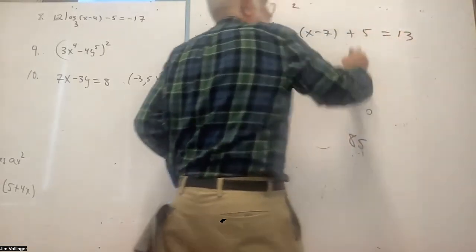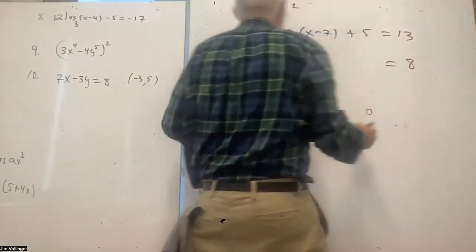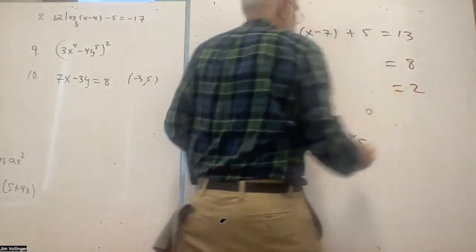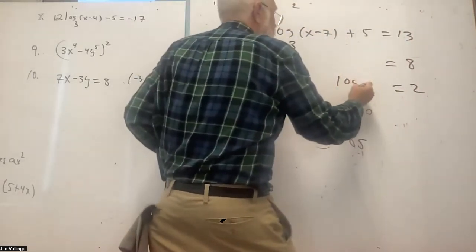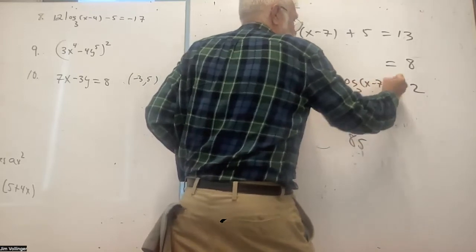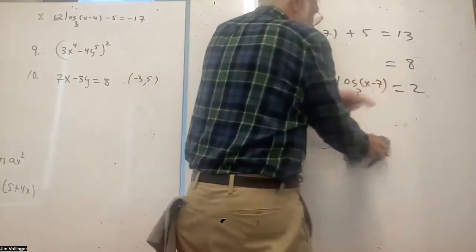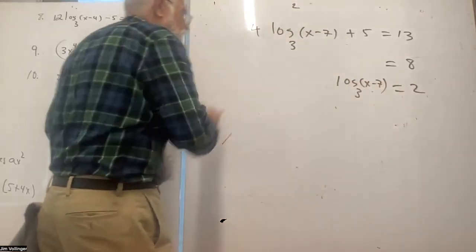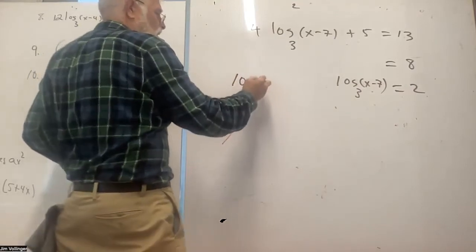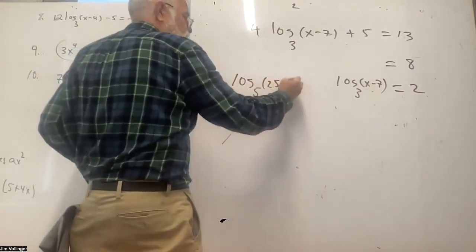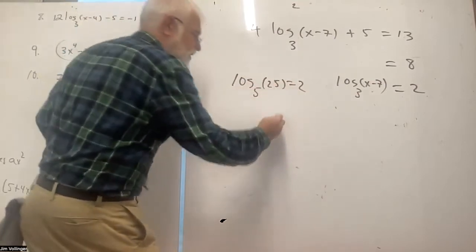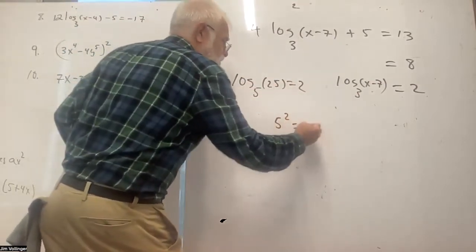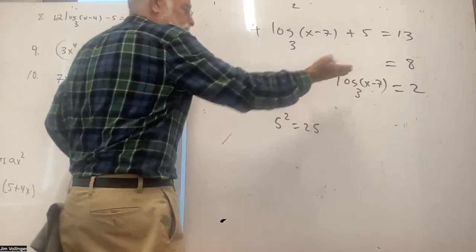How do I solve that? I subtract 5, that gets me 8. I divide by 4, that gets me 2. I rearrange this. I've been saying inverse operations. I'm going to say rearranging. Right? That'll help you learn it quicker. So how do I rearrange log base 5 of 25 equals 2? How do I rearrange that? 5 squared equals 25. So how do I rearrange this?